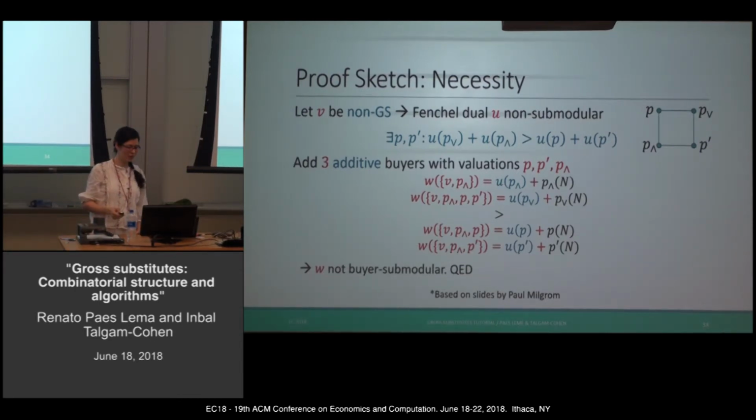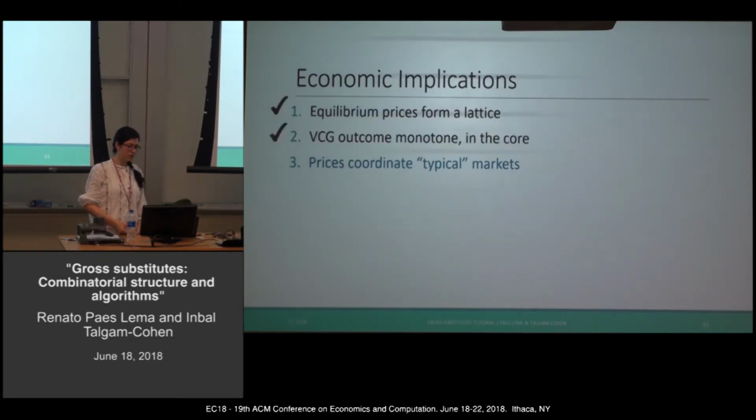Okay, so any questions up till here? So we've covered equilibrium prices forming a lattice. We've covered VCG having really nice properties. And what I want to show you now is that prices coordinate typical markets.